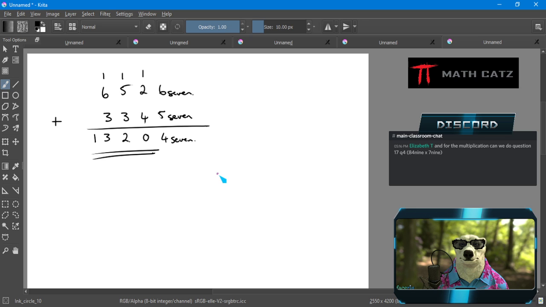Once you get the hang of it, because the method is always the same, we could have done this in a different base. You just have to keep track of your group size. That is the most important thing. What is the group size? And keep that in mind as you go.